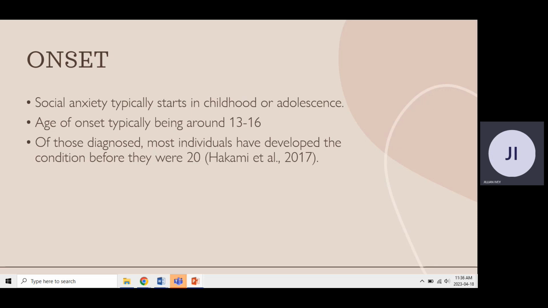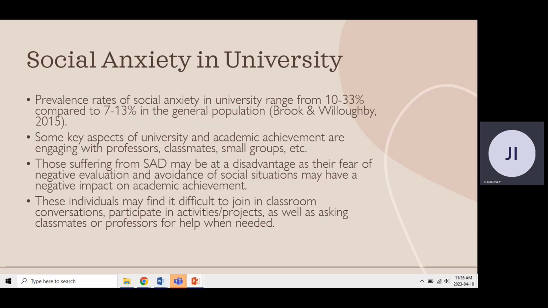Social anxiety typically starts in childhood or adolescence, around 13 to 16 years old, and of those diagnosed, most individuals have developed the condition before they were 20. And for prevalence rates, social anxiety in university ranges from 10 to 33%, compared to 7 to 13% in the general population. Some key aspects of university and academic achievement are engaging with professors, classmates, small groups, etc.